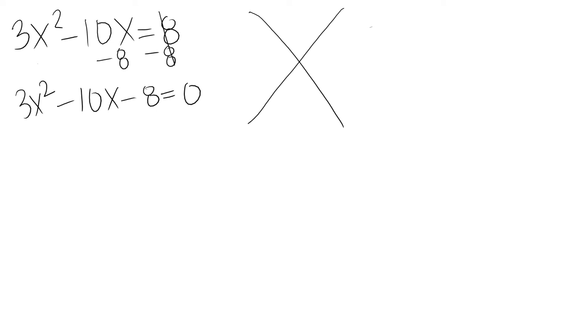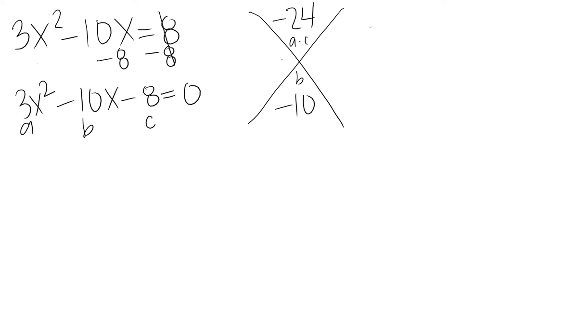Okay, so the next couple steps, what goes up top is always a times c. So 3 is a, b is negative 10, and c is negative 8. So 3 times negative 8 would be negative 24, and that would go up top. Then in the bottom of my star is always going to be b. So this is a times c, and this is b. So b would be negative 10.